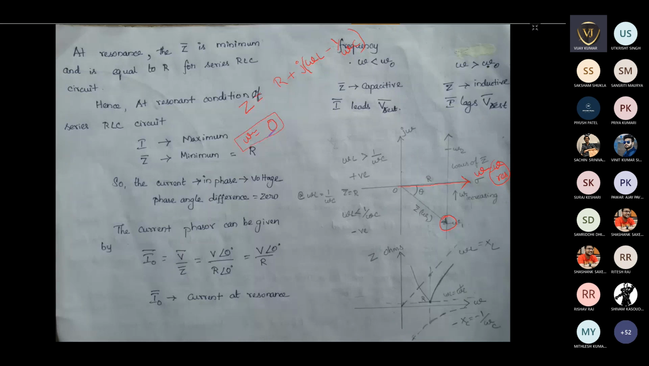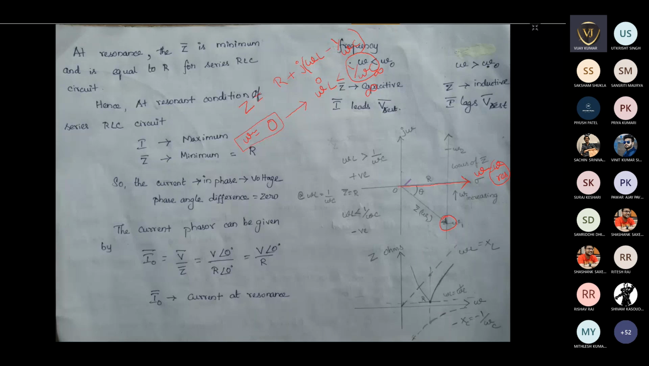At omega is equal to 0, we are taking two terms, one is omega L and the other is 1 by omega C. For this condition, your omega L is lesser than 1 by omega C, because omega L is equal to 0, this term will become 0 and this term will become infinite. So at this time, this circuit will behave like a capacitive circuit because your 1 by omega C term is higher.